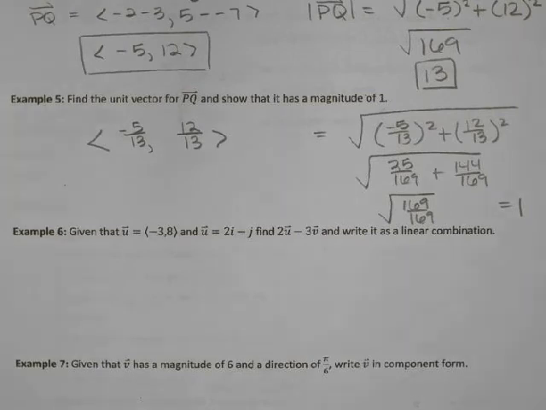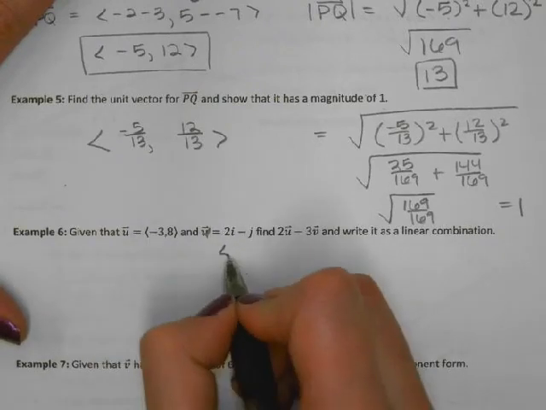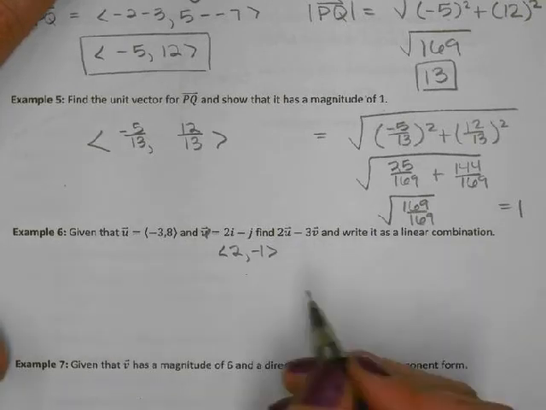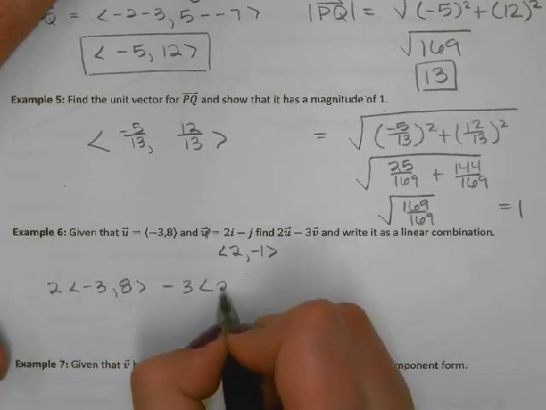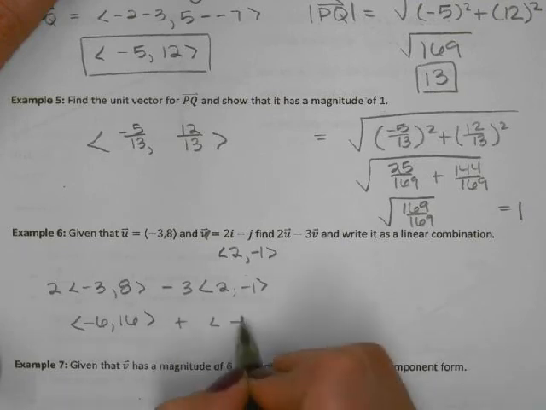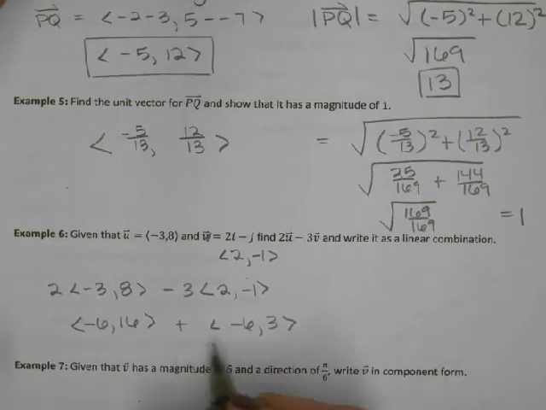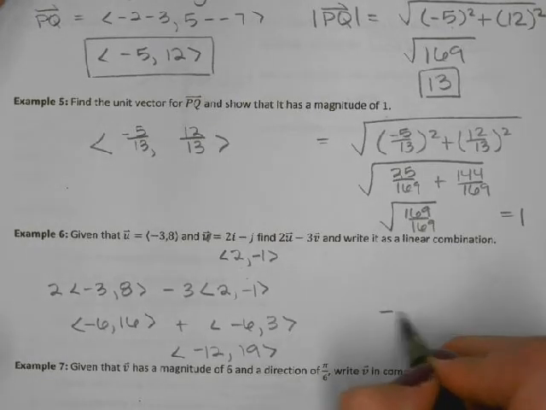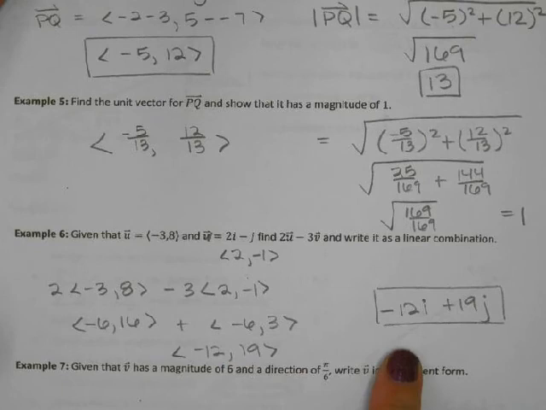All right. Next, they want us to take u and, oh, this is a typo, this should say v. So vector v. And I'm going to go ahead and write them in the same notation. So this is 2i minus j, that means it's 2, -1. And they want us to do 2u minus 3v. So 2u minus 3v. So that's -6, 16. And -6, +3. And they want us to write the answer as a linear combination. I'm going to go ahead and add these together first. So that's -12, 19. So for me to write that answer as a linear combination, I'm going to say -12i plus 19j. So there's the component form, there's the linear combination form.